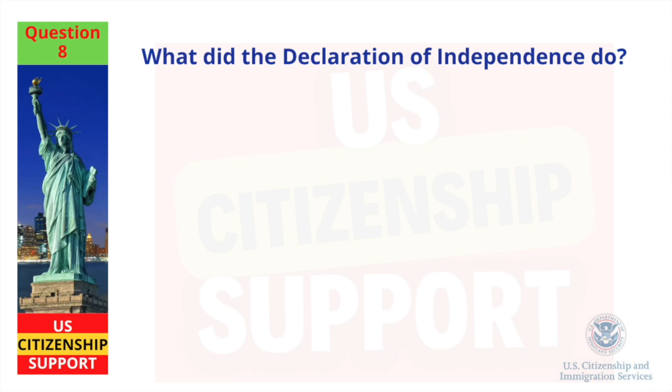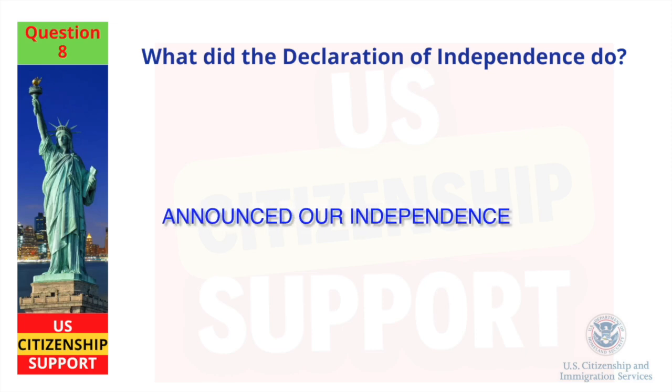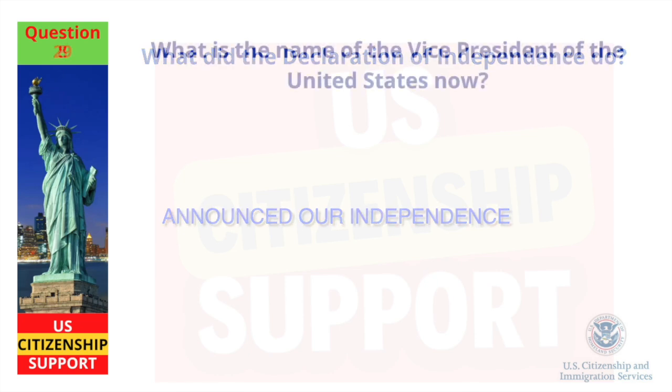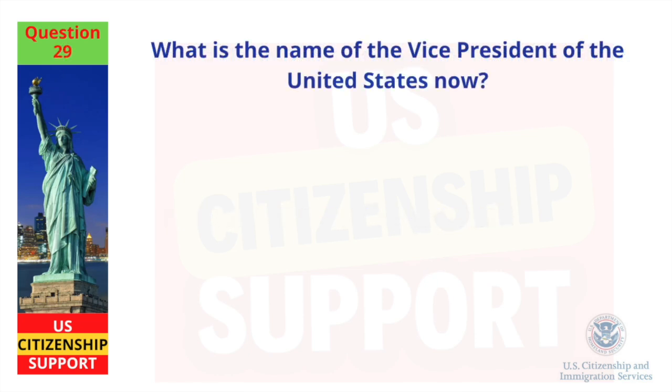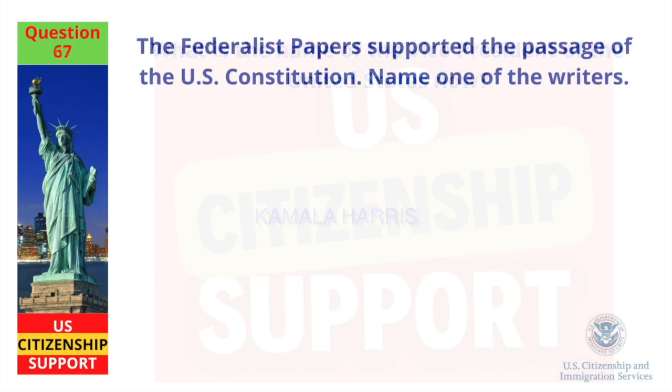What did the Declaration of Independence do? Announced our independence from Great Britain. What is the name of the Vice President of the United States now? Kamala Harris. The Federalist Papers supported the passage of the U.S. Constitution. Name one of the writers. James Madison.